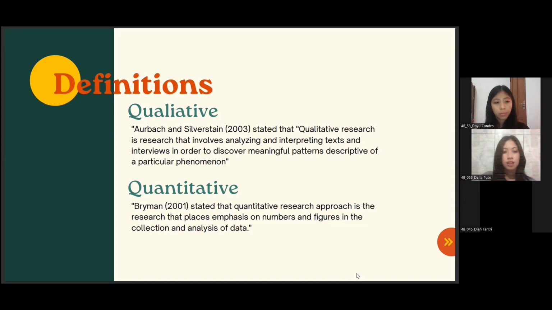And the quantitative will be explained by my friend Dayu. For Dayu, time is yours. Right, thank you, Della. The definition of quantitative will be explained by me.